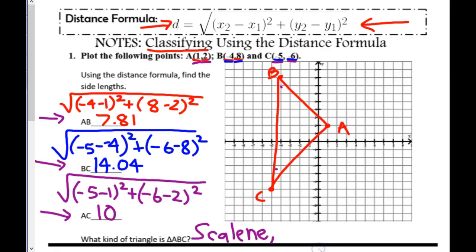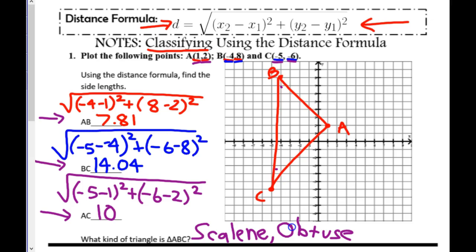Obtuse. Not isosceles. Scalene, because all the sides are different. Right? All right, let's do the second one.